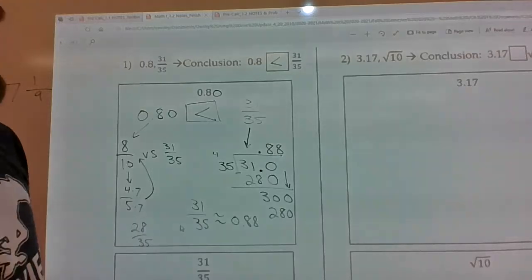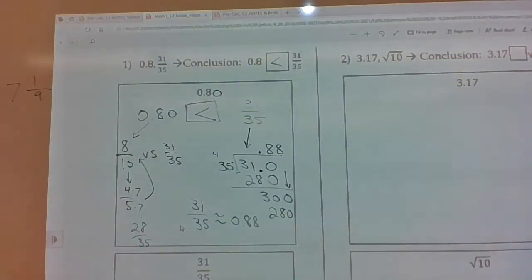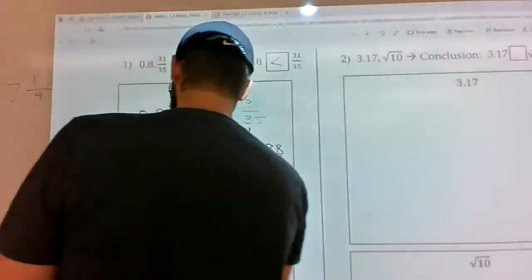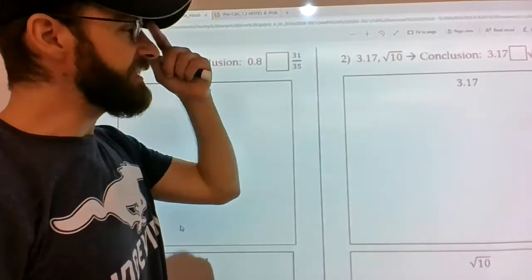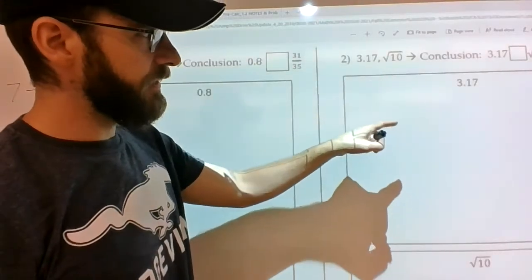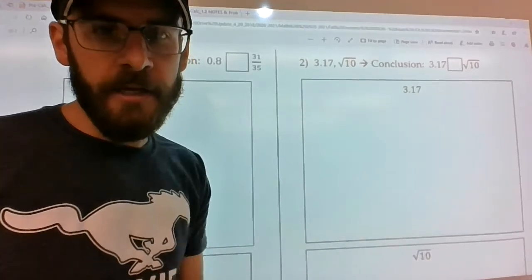All right, let's talk about example number 2. Example number 2 asks you to compare 3.17 to root 10.